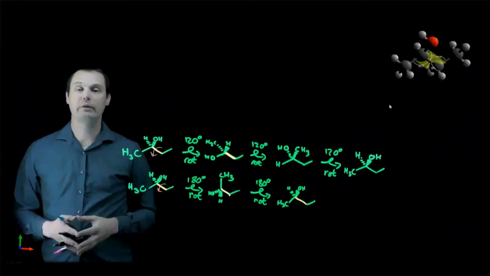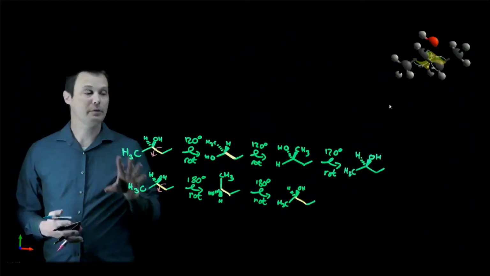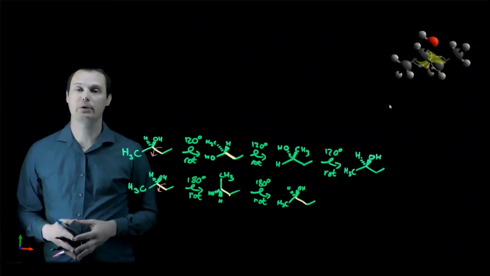The 120 and 180-degree rotations are certainly the easiest rotations. There are others, but these are the ones that you have to know in order to manipulate the molecules in organic chemistry.